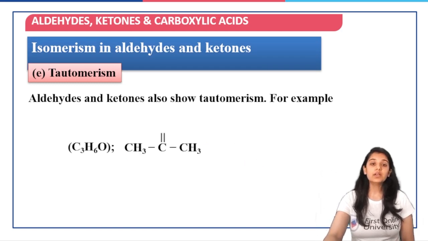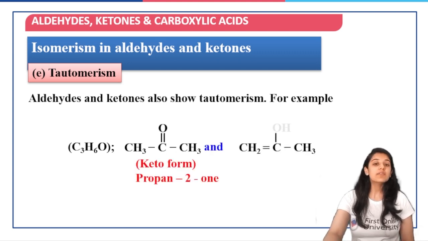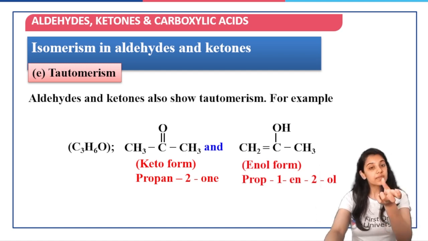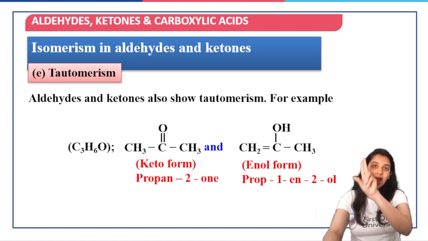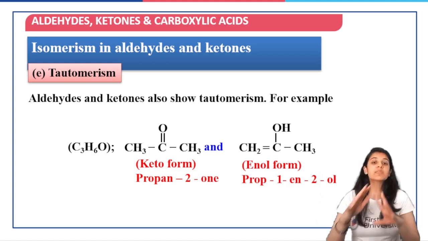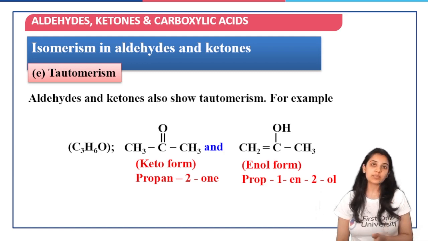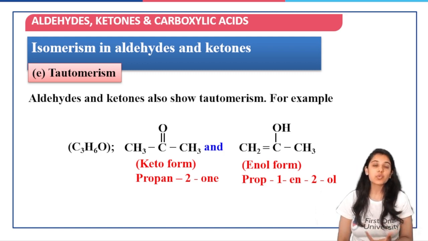Another example is C3H6O, where we have propan-2-one or acetone, and we can have the formation of prop-1-en-2-ol. So I hope the transfer of hydrogen and the transfer of double bond is clear to you. The exact mechanism of tautomerism we have already discussed in the isomerism concept. You can go back and revise that.